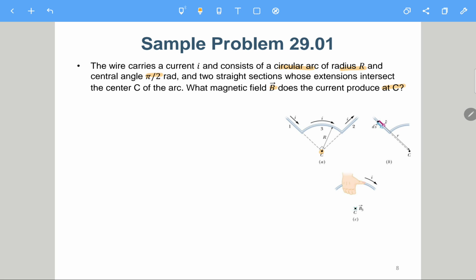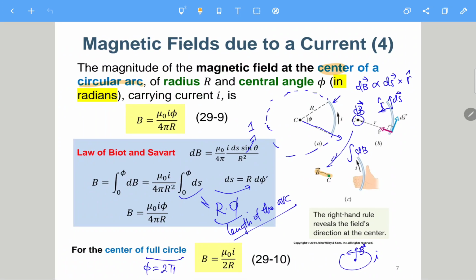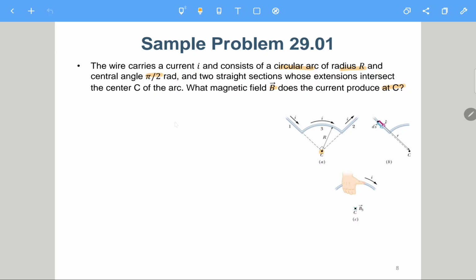Of course we can apply the Biot-Savart law, or we can simply apply equation 29.9 here. First of all, for segment 1, we have current I here. Suppose we have a ds in this direction, and then r should be in this direction.